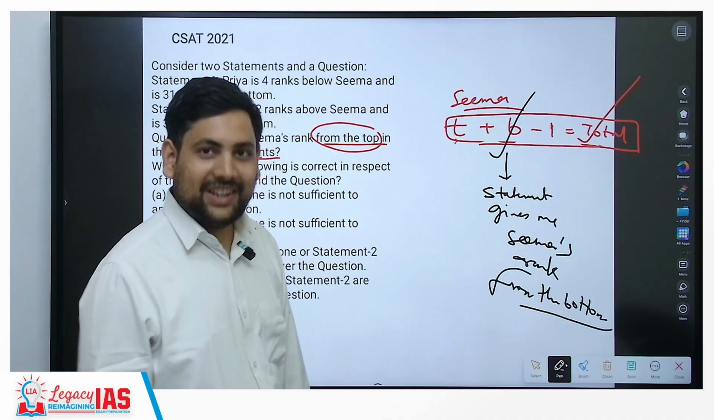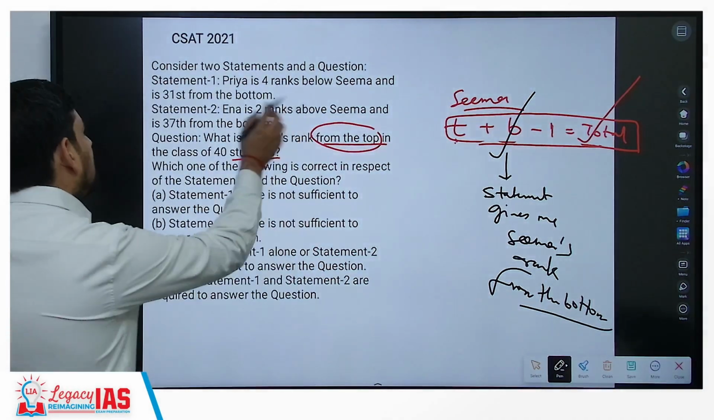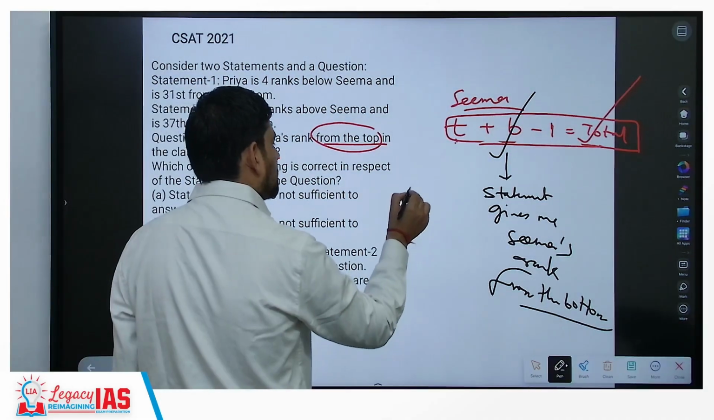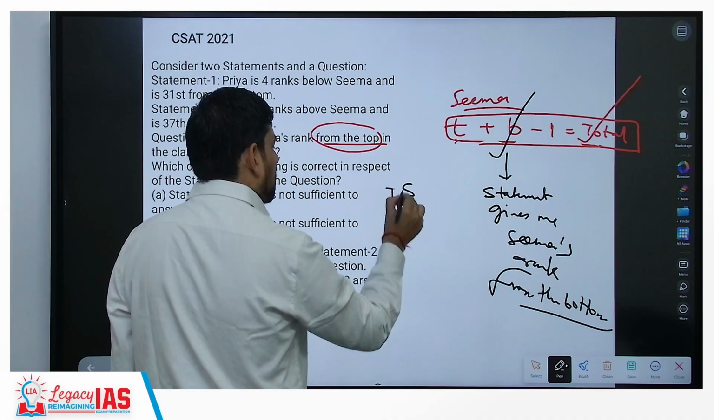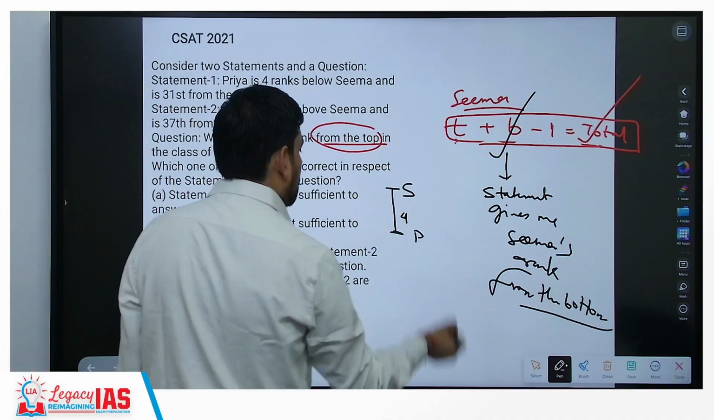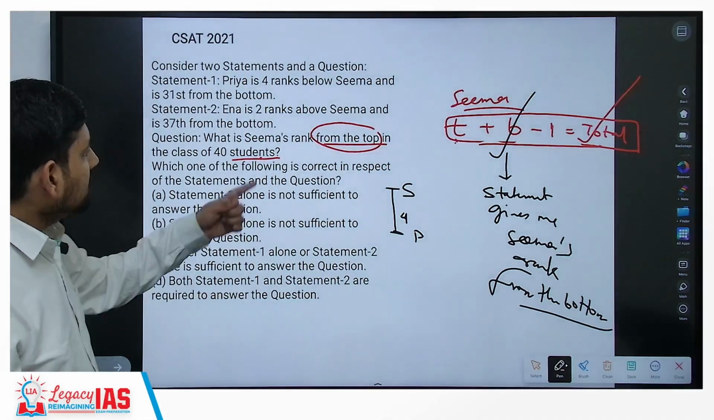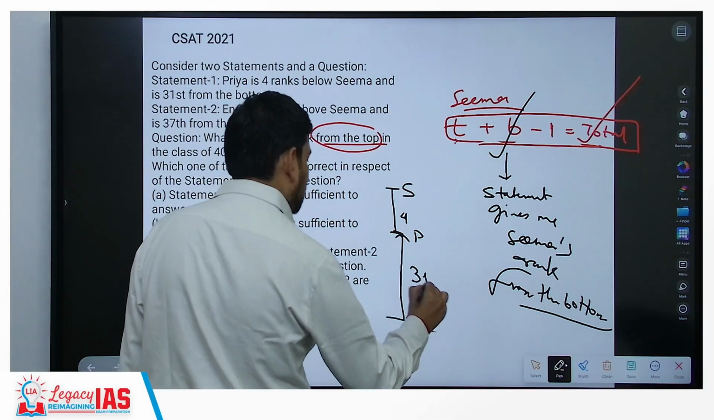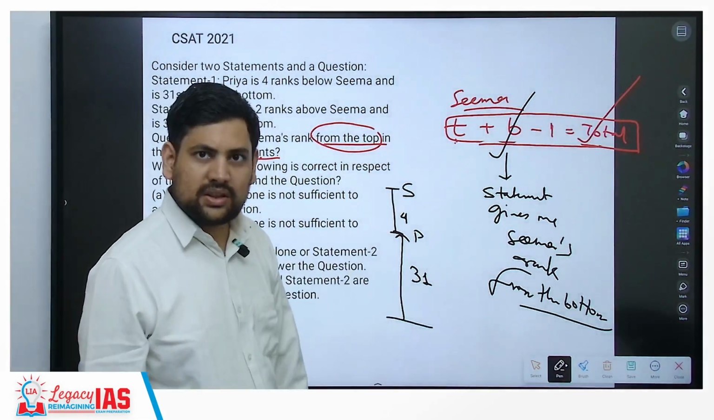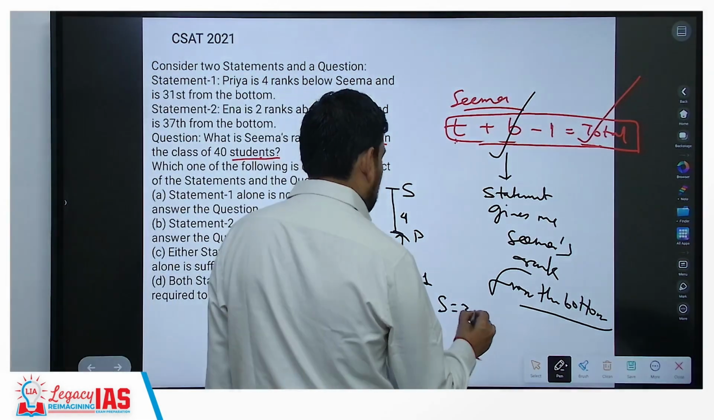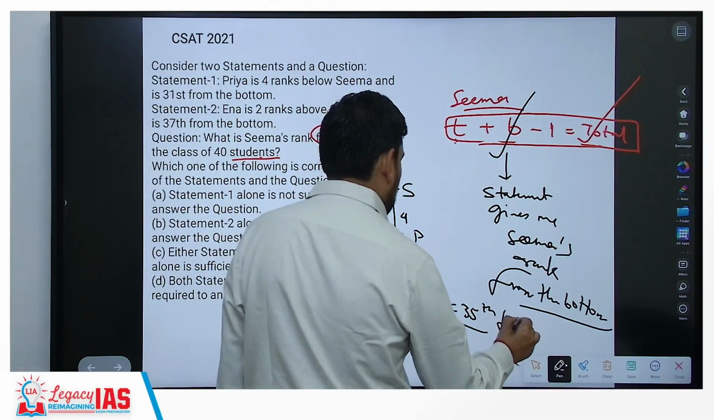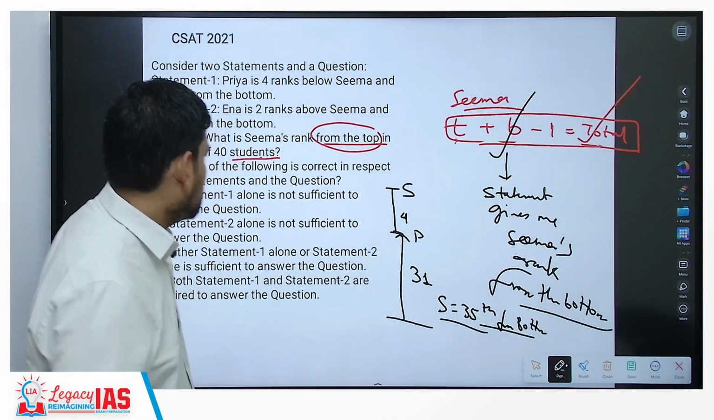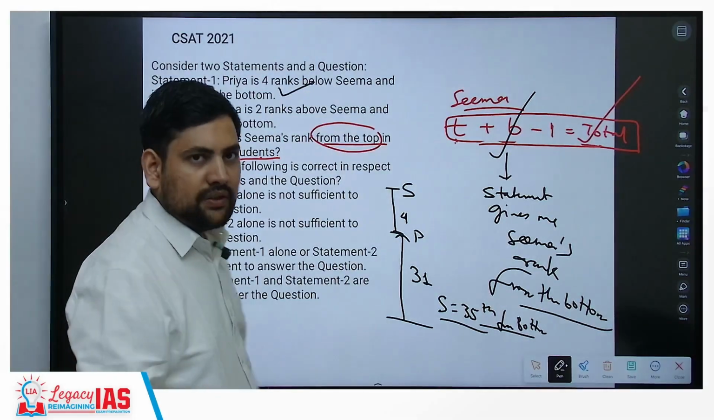Now we will come to data sufficiency. First, statement 1: Priya is 4 ranks below Seema. So this is Seema, and Priya is 4 ranks below Seema and 31st from the bottom. So from the bottom, Priya is 31st. Then Seema is 4 plus 31, so from here you can get that Seema is 35th from the bottom. Correct? Is this what you needed? You only needed to know Seema's rank from the bottom. Yes, so statement 1 in itself is enough to give you the answer.